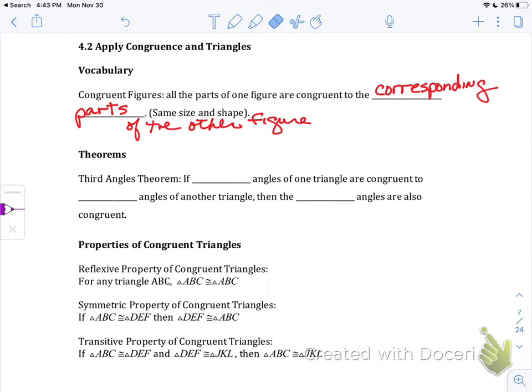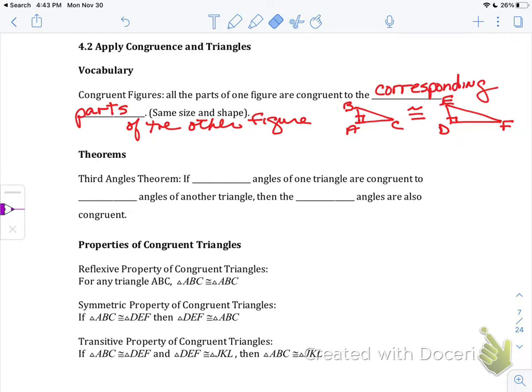Okay, so let's say I have triangle ABC, and that is corresponding to triangle DEF. So that means that angle A equals angle D, angle B equals angle E, angle C equals angle F. Those are the corresponding angles. And you can do the same thing for sides, and we'll do that in a little bit more detail in a moment.